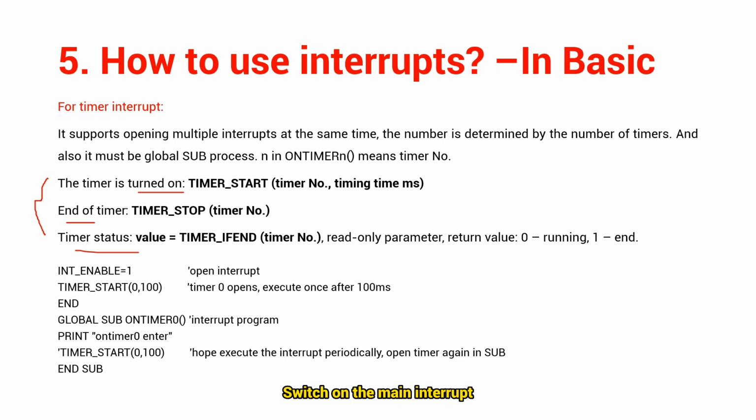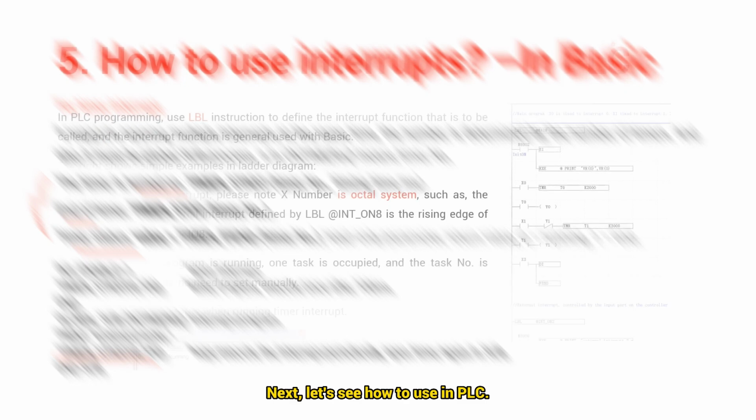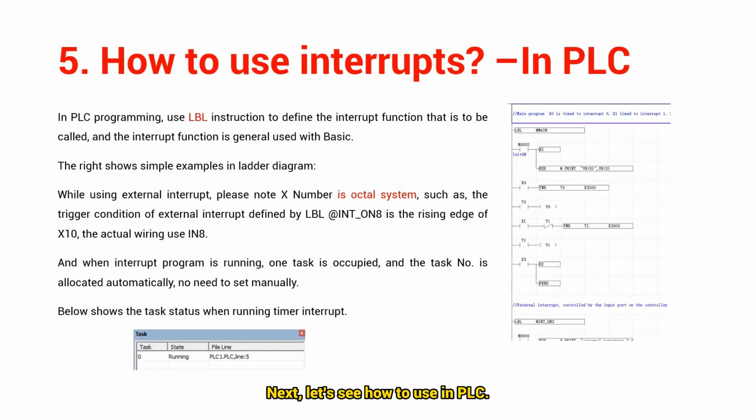Switch on the main interrupt, then set the time. When time is up, execute the interrupt. If a loop is needed, open the timer again within the interrupt function. Next, let's see how to use PLC.